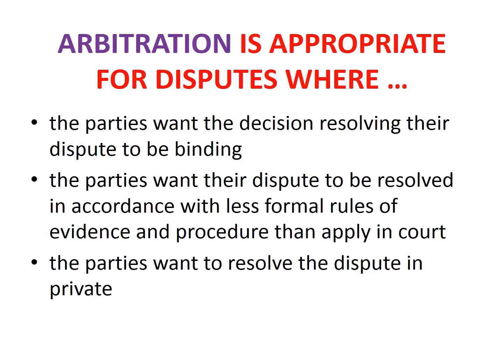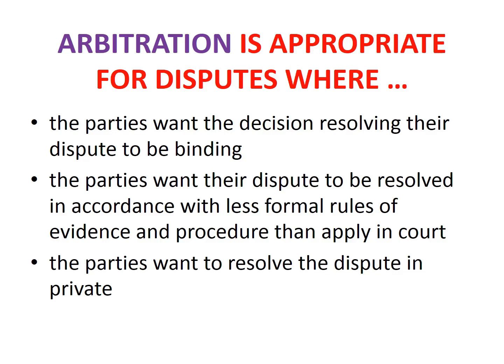On this slide, I've set out some circumstances in which arbitration would be an appropriate method to resolve a civil dispute. Broadly speaking, there are 3 types of circumstances in which arbitration will be an appropriate dispute resolution method. First, arbitration will be appropriate where the parties want the decision resolving their dispute to be binding. Remember that, unlike in a mediation or conciliation, in an arbitration, the dispute is resolved by a decision made by the arbitrator, not by agreement between the parties. And furthermore, the arbitrator's decision is binding on the parties. That is, the parties must comply with that decision.